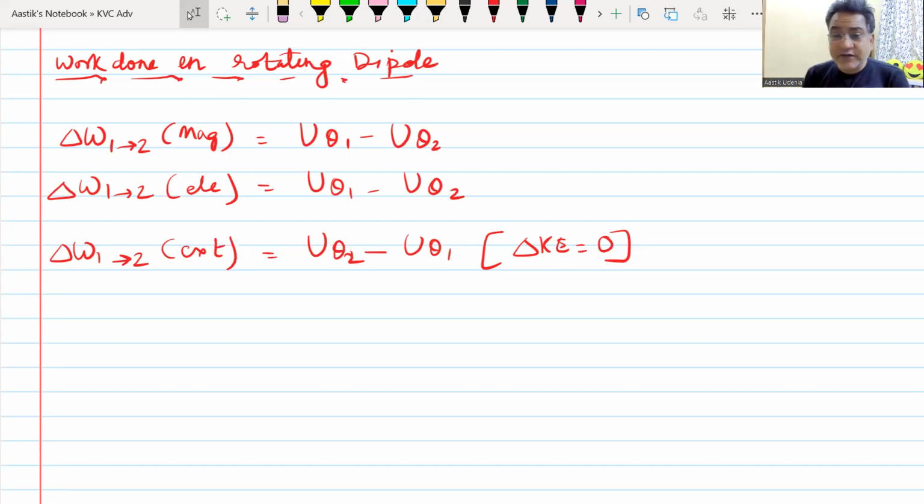Now remember, whatever we have done for a magnetic dipole or a current carrying loop, the same thing is valid for an electric dipole. Do we understand this? The only difference is wherever we have M, in an electric dipole that M will be replaced by P, where P is the electric dipole moment. Wherever there is B, magnetic field, it will be replaced by E, electric field. Do we understand this? Yes, sir.